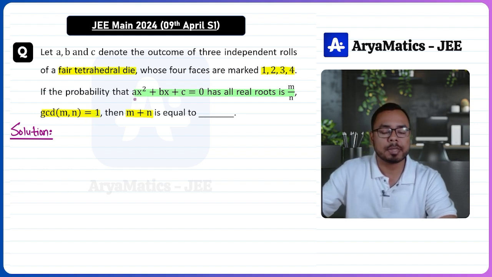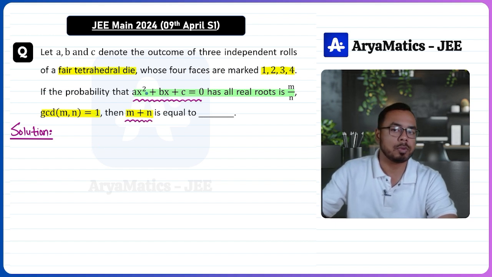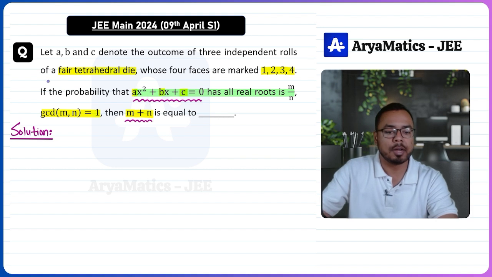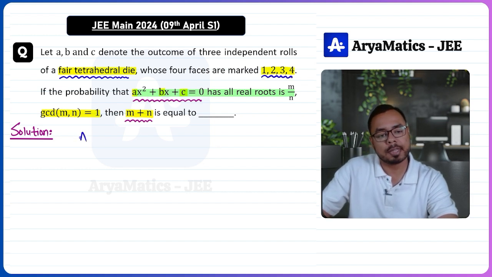So basically the problem is that we have to find the probability that this quadratic equation will have all real roots. If that probability is m by n, then we need to find m plus n. Also, in this quadratic equation, the unknowns a, b, and c are obtained by throwing this tetrahedral die, and on that die the different possible outcomes are 1, 2, 3, and 4. So let us say A is the set which contains these four elements 1, 2, 3, 4.